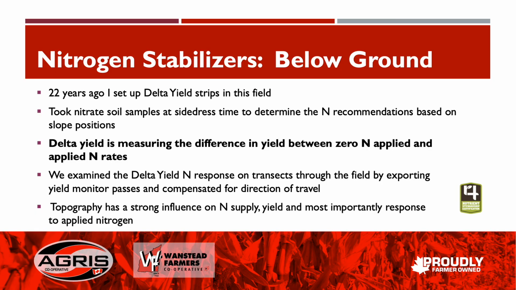So 22 years ago, I set up delta yield strips in this field. And I took nitrate soil samples at each one of the slope positions at sidedress time to determine the rates of nitrogen. This delta yield concept is the difference in measuring yield response between using no nitrogen and using a rate of nitrogen. Otherwise, you're not looking at true N responses. We examined the delta yield response on transects through the field by exporting the various passes out of the yield monitor and compensating for direction of travel. Topography has a strong influence on nitrogen supply, yield, and most importantly on the response to applied nitrogen.